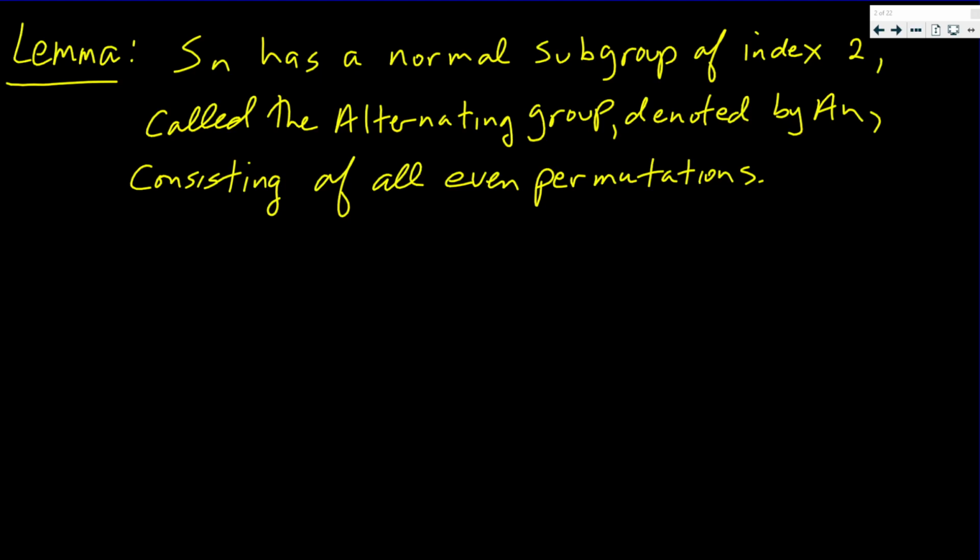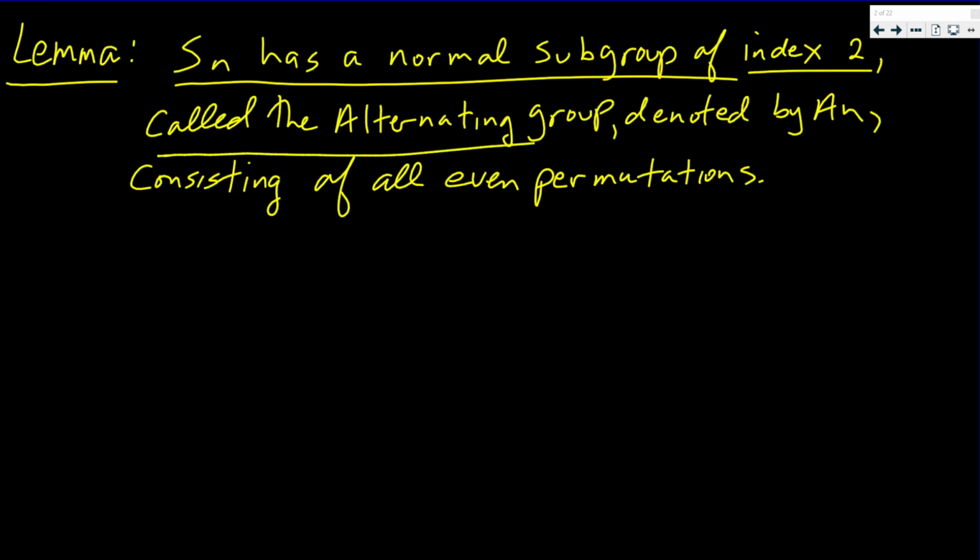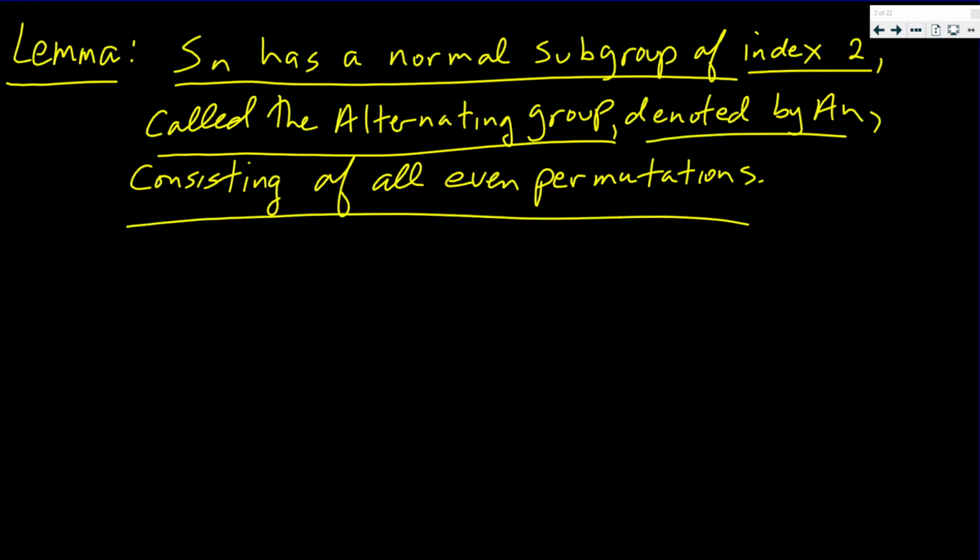In this video we're going to prove a very interesting fact. S sub n, which is the group of permutations on a set of n numbers, has a normal subgroup of index 2. It's called the alternating group, denoted by A sub n, and it consists of all the even permutations in this set S sub n. The proof is pretty slick, I think.